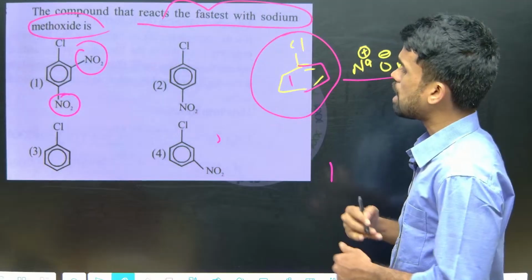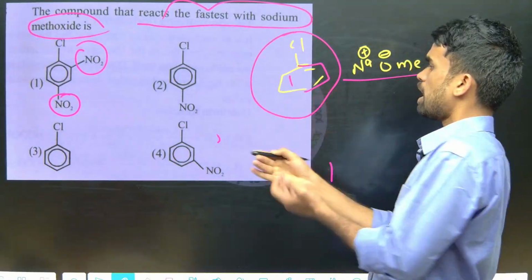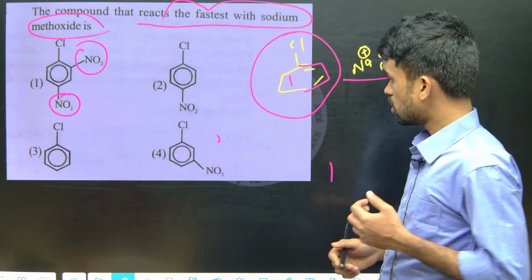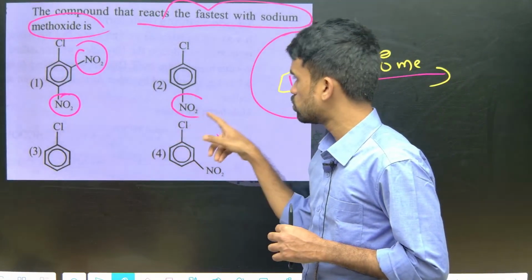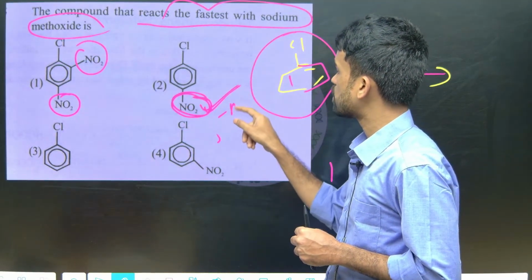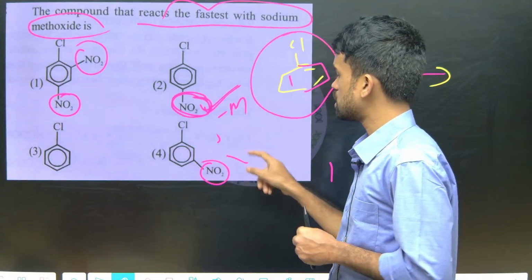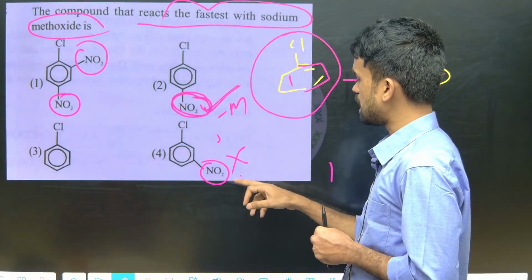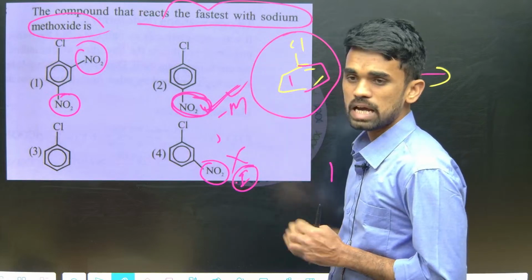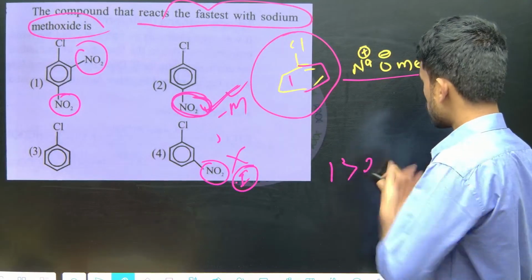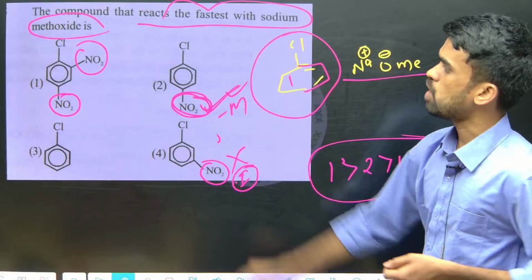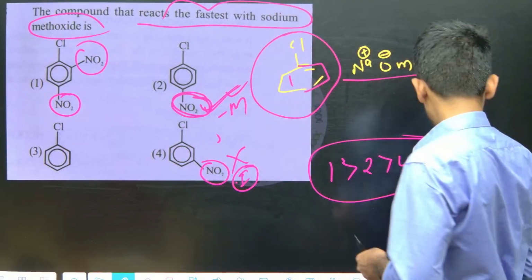And if I ask you the order of reactivity for these 4 options, between 4 and 2, how do you decide? The para position nitro group has a mesomeric effect, a minus M effect. At the meta position there is no minus M effect, just an inductive effect. The inductive effect is less dominating, while the mesomeric effect is highly dominating. So 1, 2, 4, 3. That's the reactivity order. Fastest means the first option. Is this concept clear?